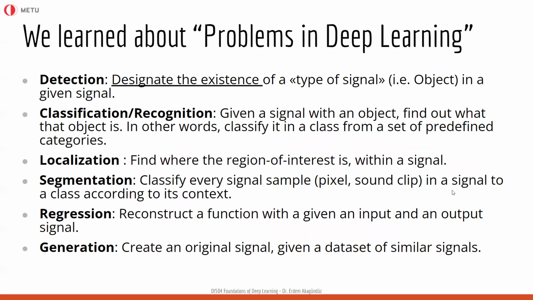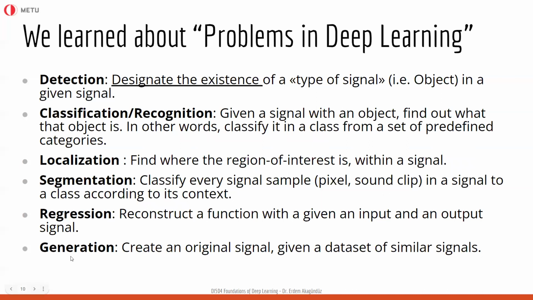Okay, so when we were ready with the fundamentals of machine learning, we delved into the types of problems in deep learning. I mean, deep learning is a mathematical input-output black box, so you can create any type of problem with it. But the problems that we come across in the literature are scrutinized into some certain titles, like detection, classification or recognition, localization, segmentation, regression, and generation.